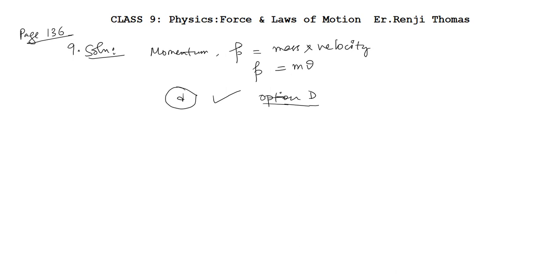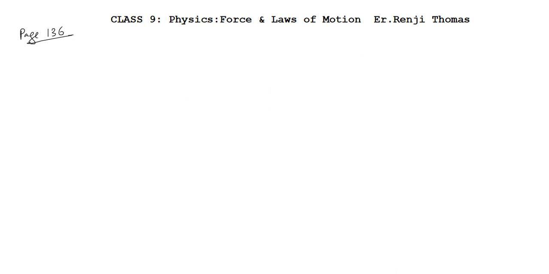Now let's move on to question number 11. I hope you have understood up to here. So let's move on to question number 11. This is also again page number 136. In question number 11, it is given two objects each of mass 1.5 kg are moving in the same straight line but in opposite direction.